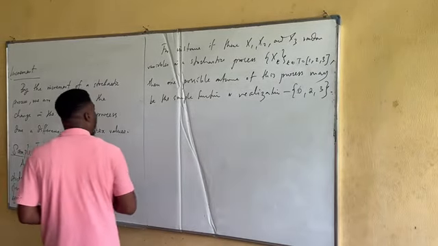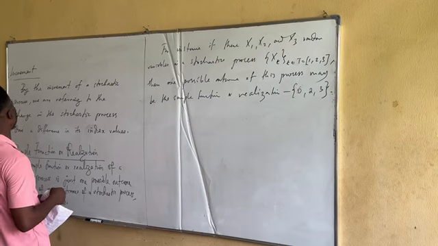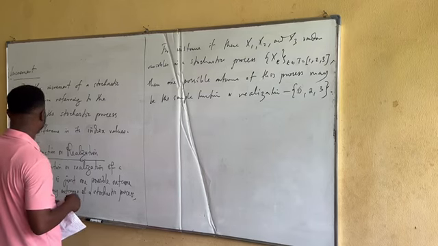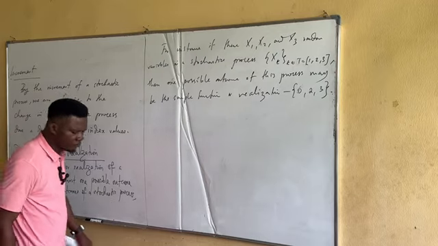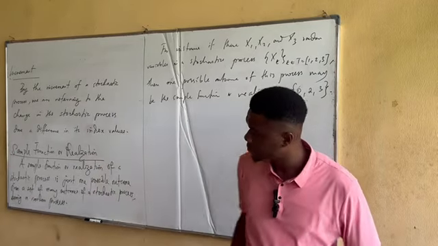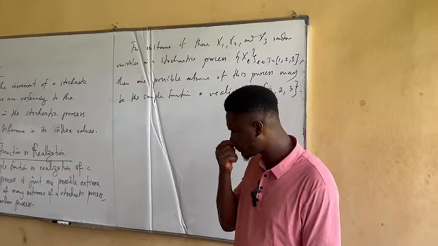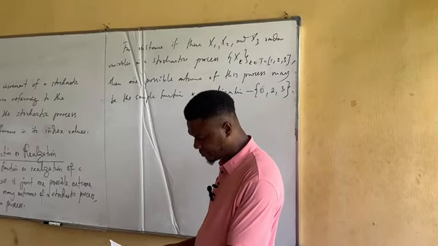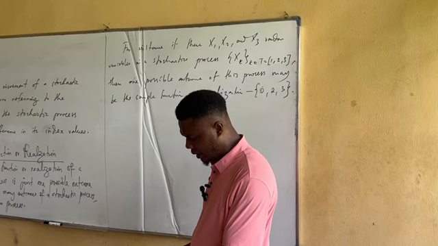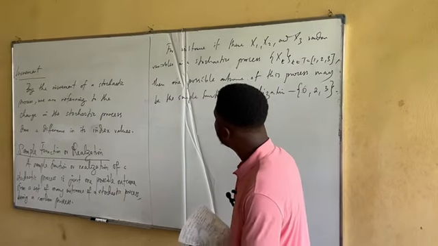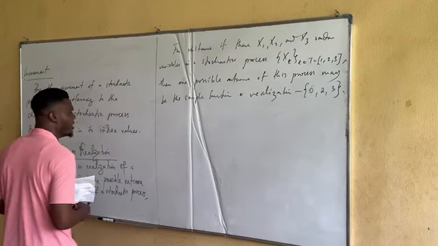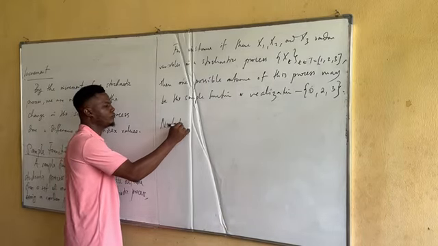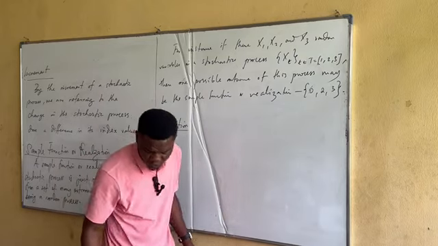Let's go to the next, what do you call it? Definition. I hope I'm not omitting anything. Okay. Are you done writing? Okay, I think we are okay with definitions. Let's now move to notation.